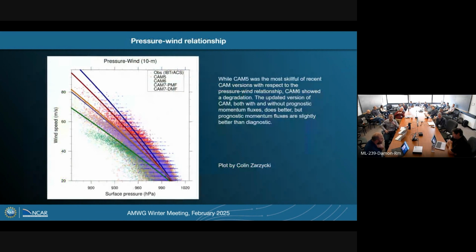I thought I would end with this plot from Colin, which is a nice plot. It actually incorporates observations, CAM5, CAM6, and the updated version of CAM with both diagnostic and prognostic momentum fluxes. So this is the pressure-wind relationship. And as you can see, CAM5 was, at least in this respect, relatively skillful. CAM6 was a bit of a degradation.